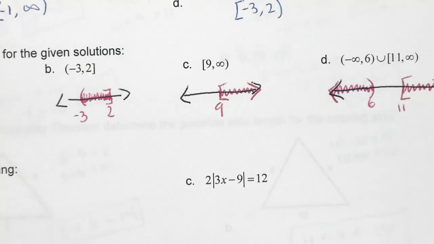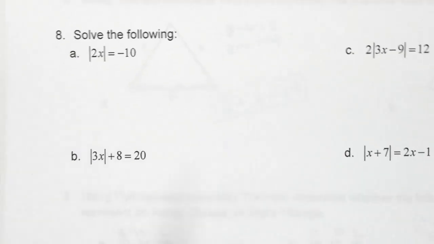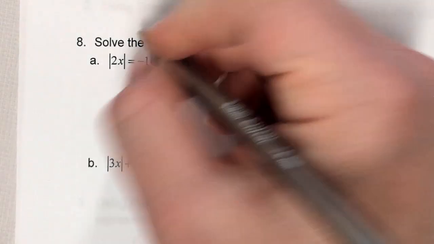So 6 and 7 were simple. We like those. Okay, last but not least, we have number 8. These are absolute values, but absolute value equations. We like these because there's no number line, there's no interval notation. But anytime I have an absolute value equals a negative, I need to stop because I know it's no solution.